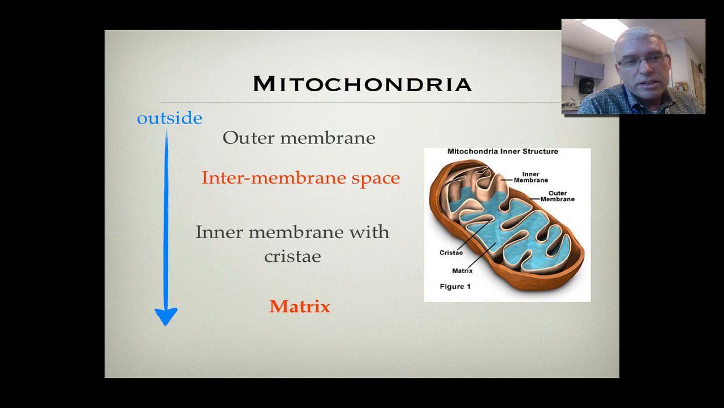So if we arrange these from outside to inside, imagine you're something traveling into the mitochondria, you can see the order in which you're going to encounter each of these membranes and these areas.